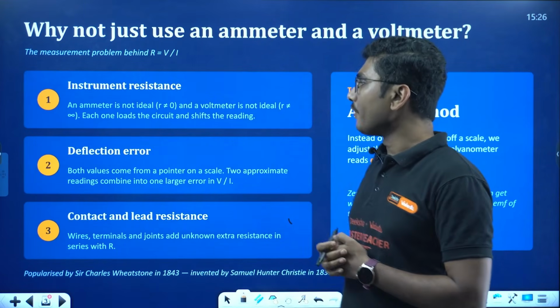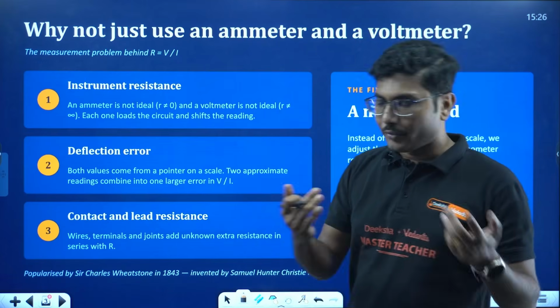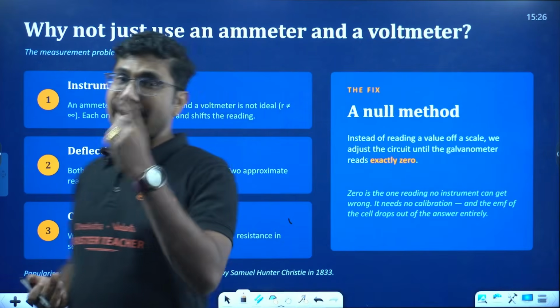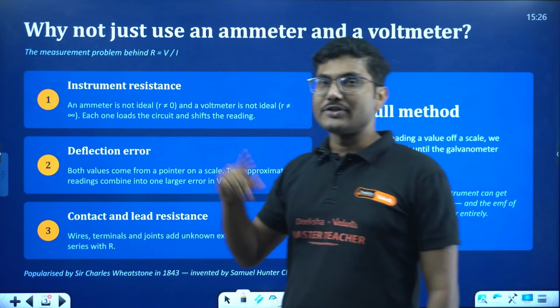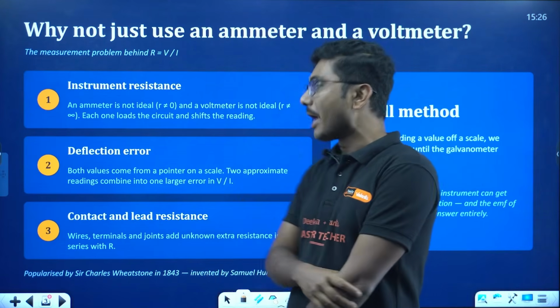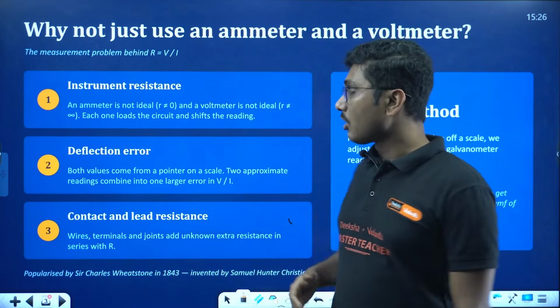Deflection error, both values come from pointers on a scale. So when you are using voltmeter and ammeter, they have a scale, they point at a certain point, and the deflection may not be as accurate as it should have been. So that can also cause errors.